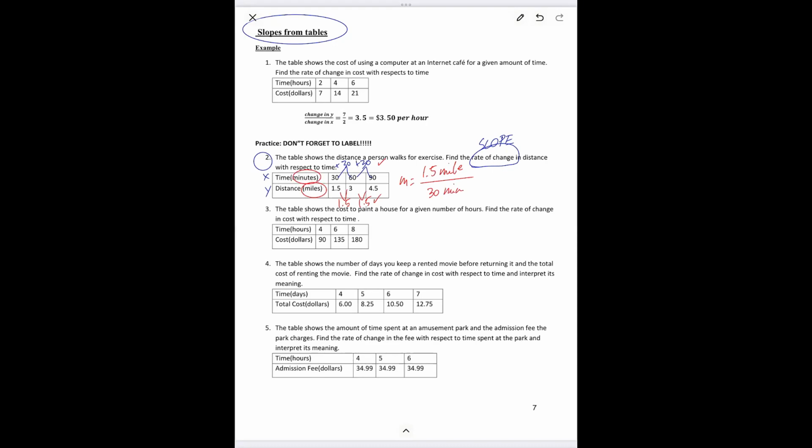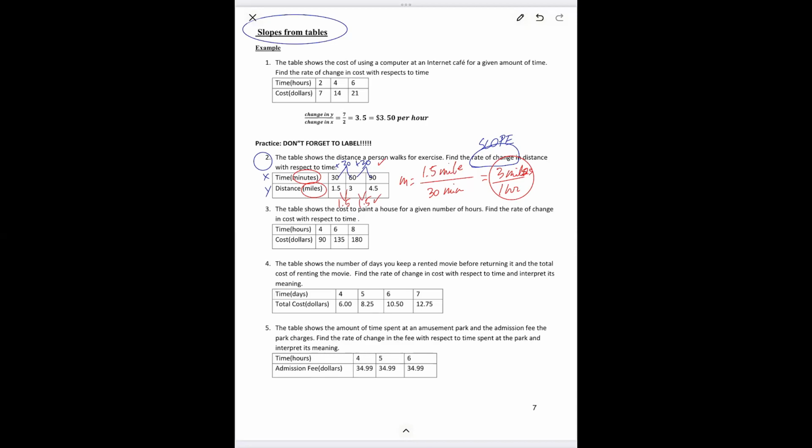Now, most of the time when we're talking about rate of change, we usually use miles per hour. So if we can walk 1.5 miles in 30 minutes, that means that we should be able to walk 3 miles in 60 minutes or 1 hour. So the rate of change for this, if we wanted to put it in a unit rate, would be 3 miles per hour. So that would be the slope or the rate of change for this table. So this guy is walking 3 miles per hour.